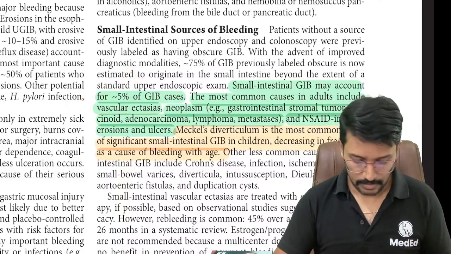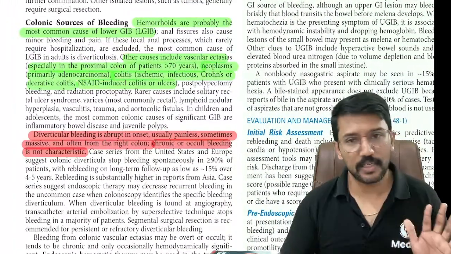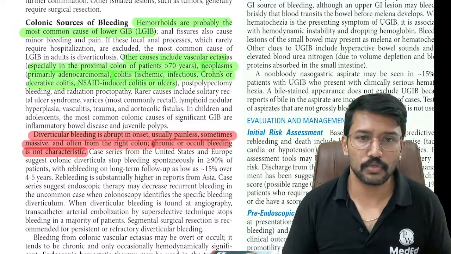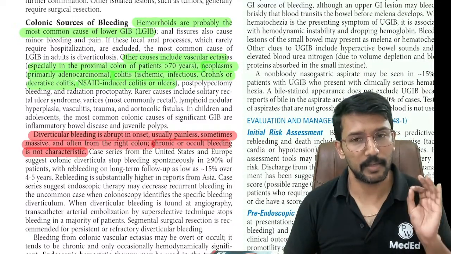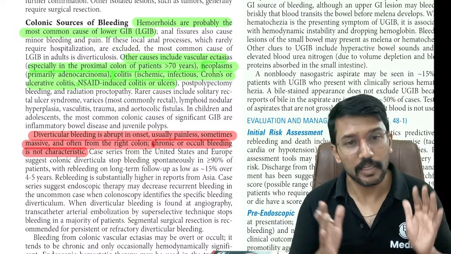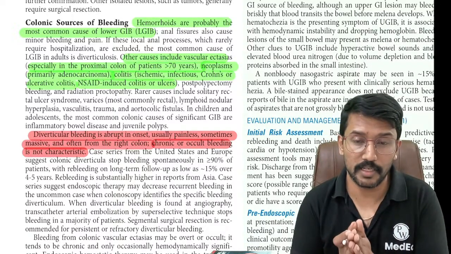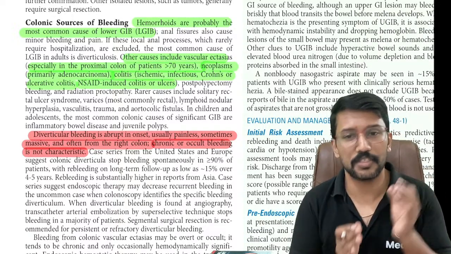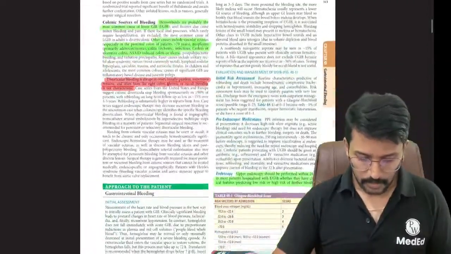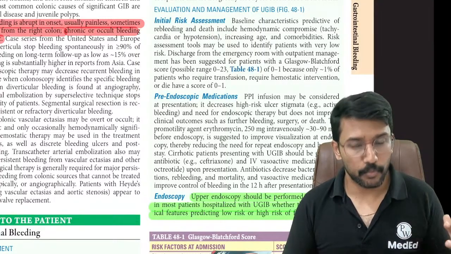Okay, clear? Now, when it comes to lower GI bleed, from medicine I want you to remember only one point: hemorrhoids are the most common cause for lower GI bleed, and a patient with hemorrhoid bleed generally does not present with hemodynamic instability. So anytime you get a patient with hematochezia and hemodynamic instability, always think of an upper GI source of bleeding for the hematochezia.